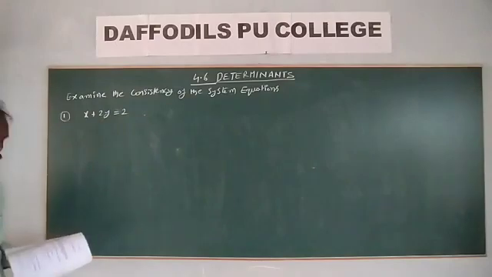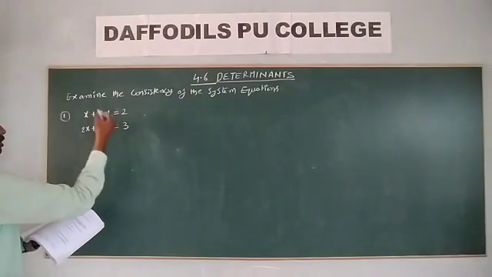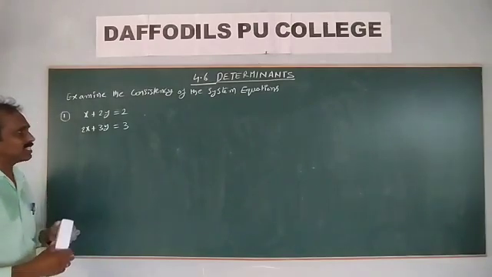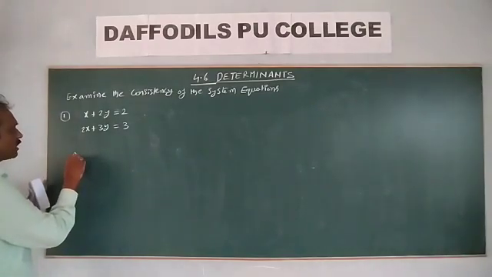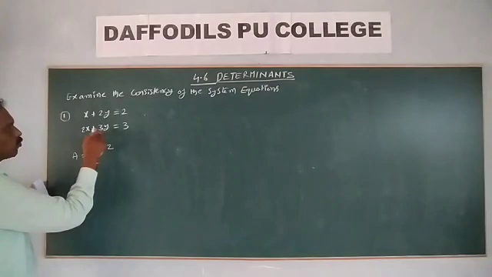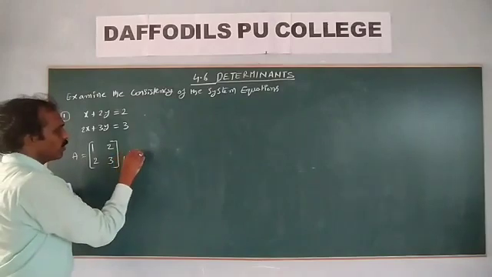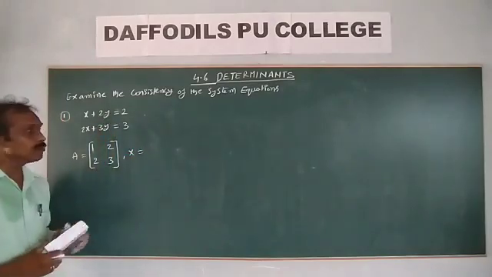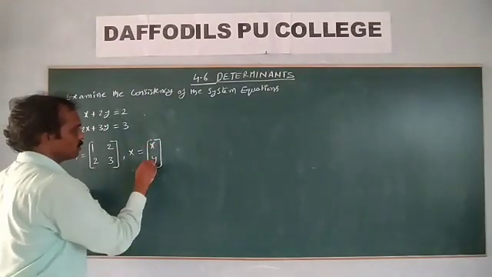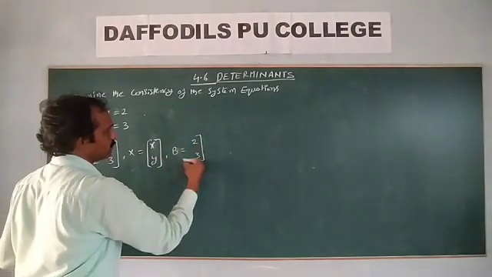x plus 2y is equal to 2, 2x plus 3y is equal to 3. In the first question there are two simultaneous equations. So the coefficient matrix A is 1, 2, 2, 3. This is a 2 by 2 matrix. And the variable matrix has 2 variables, x and y. The constant matrix is 2, 3.